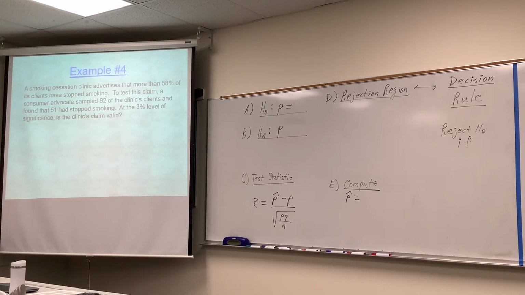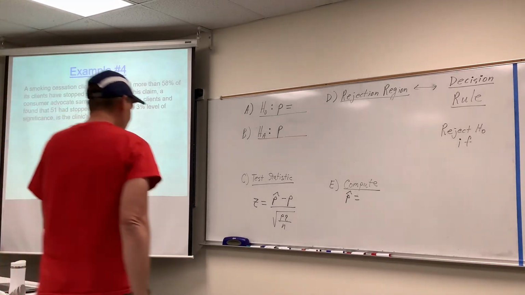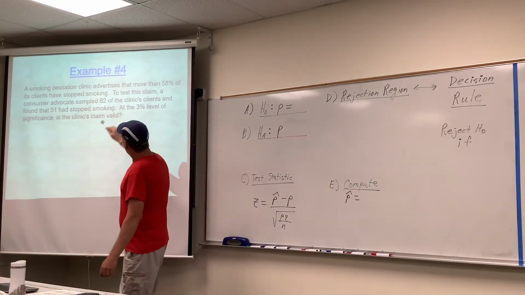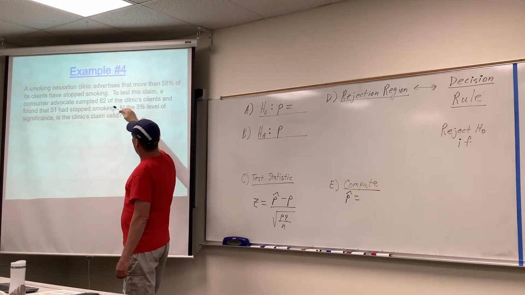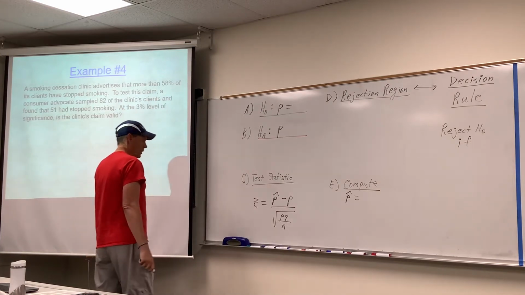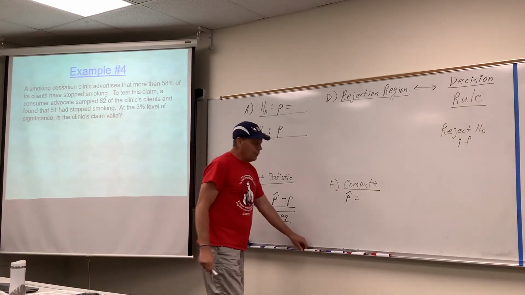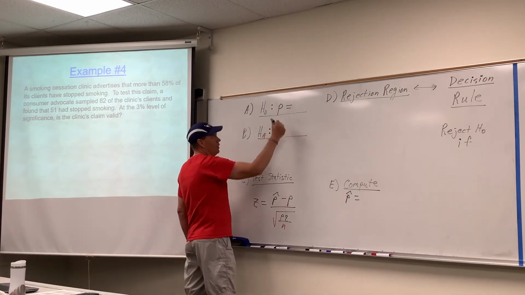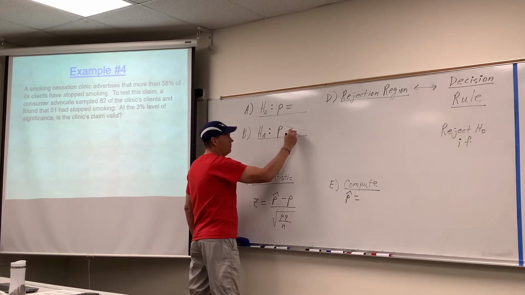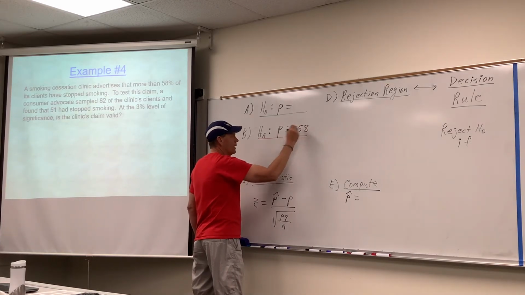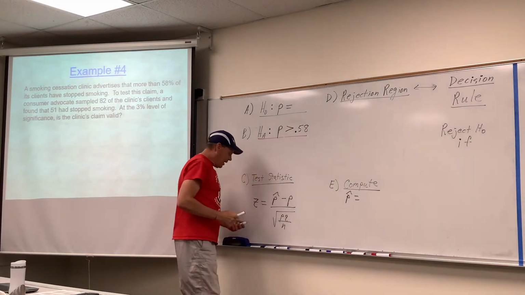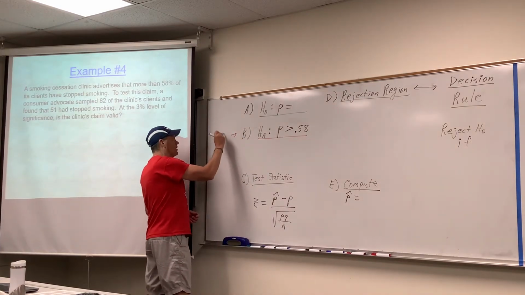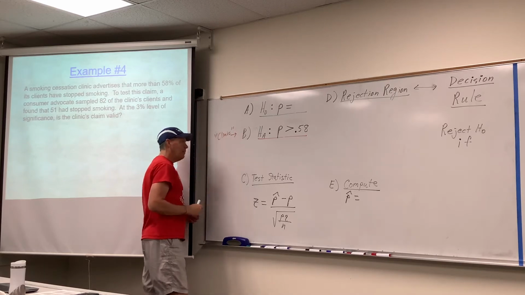Okay, there's a clinic that says they can help you stop smoking, and they claim that more than 58% of its clients have stopped smoking. So I like to think by now that when you see "more than 58," you'd say, well, the null is equal, so "more than" would be an alternative type of thing. So that clinic is claiming a greater than type of thing, and so that clinic, again, would be in this case the alternative hypothesis.